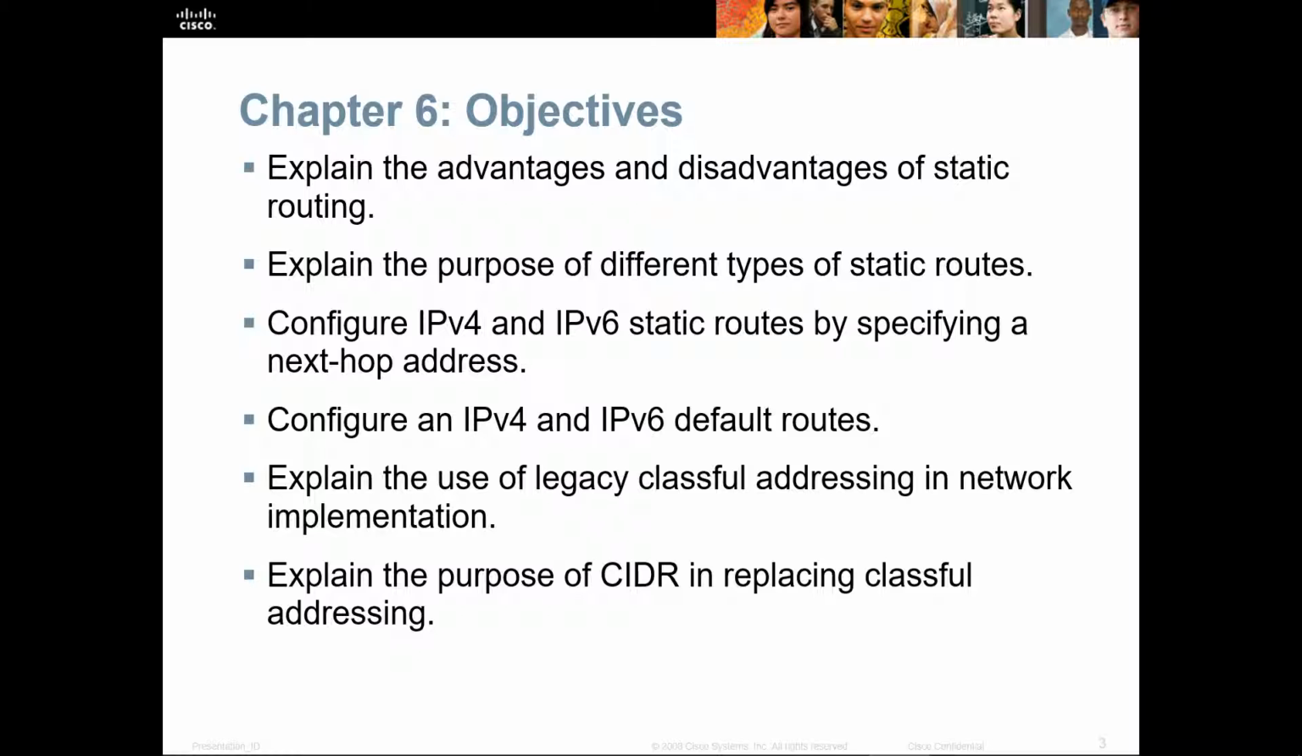Our main objective is to explain and look at the advantages and disadvantages of static routes as opposed to dynamic routing, explain the purpose of the different types, look at how to configure both IPv4 and IPv6 routes, then configure those routes, explain the use of legacy classful addressing and network implementation, and explain what a CIDR is.